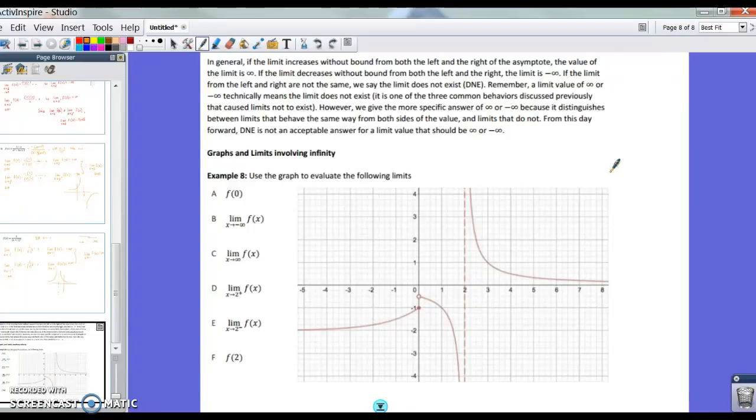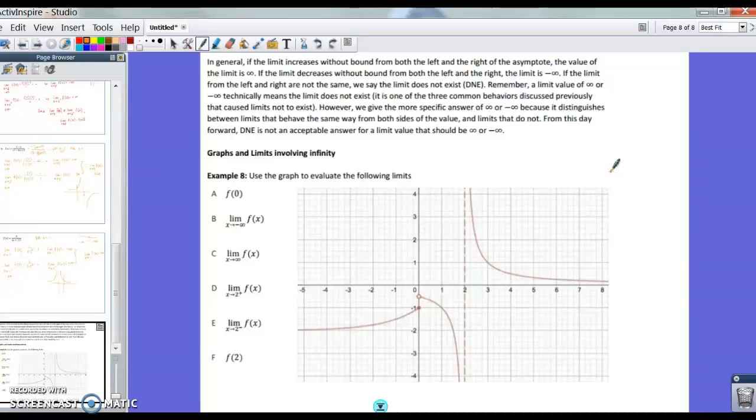Now, technically, a limit value of infinity or negative infinity means the limit does not exist, but we're getting a more specific answer because it's telling us what's actually happening, as opposed to just saying, nope, it does not exist. So we can't just say D and E anymore like we did 3 or 4 days ago, because now we can determine whether it's going to positive infinity or negative infinity.